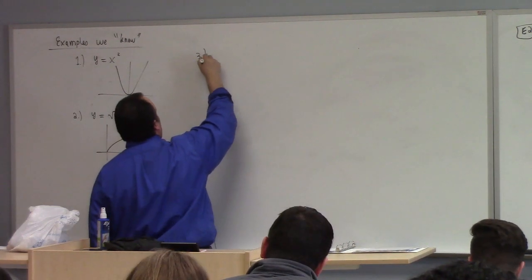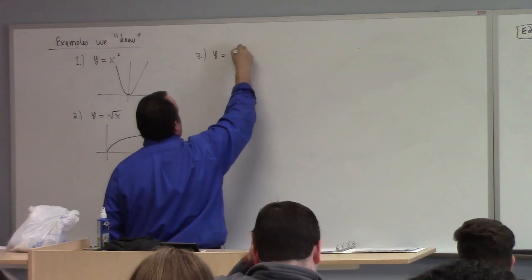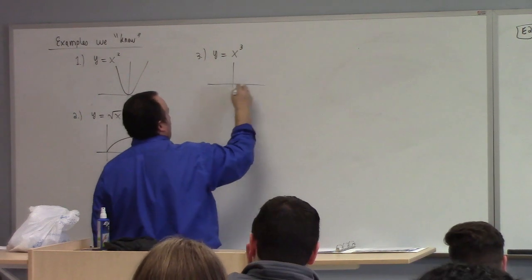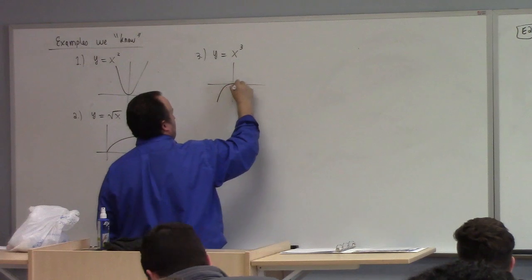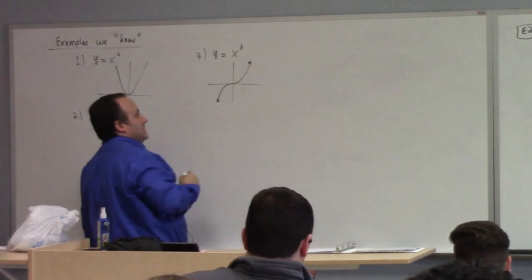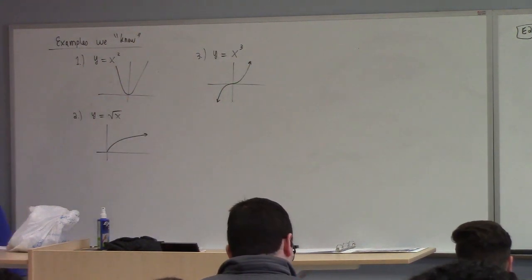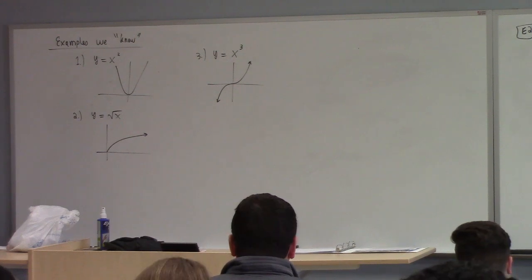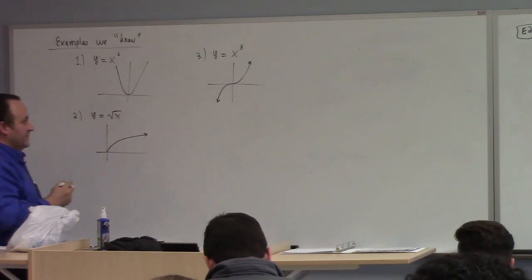Three, we can talk about y equals x cubed. Now, that might be new, but the cubic looks something like a sneaky snake like this. So there's y equals x cubed. And I'm just drawing the coordinate axes each time for perspective.